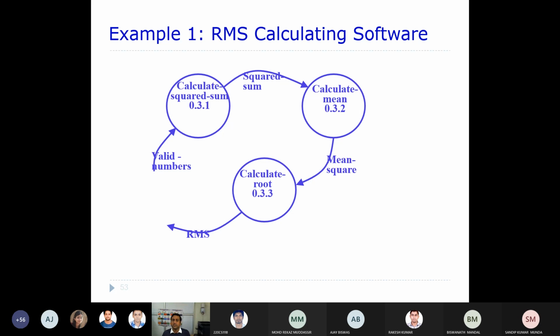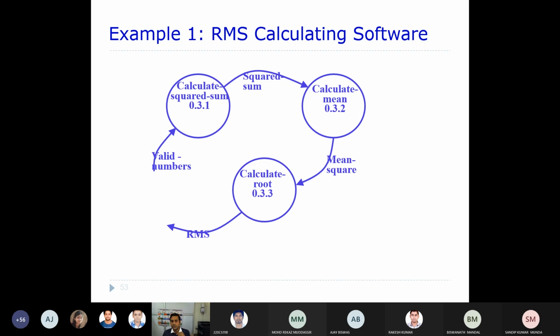Because you want to get something like this: square root of (a square plus b square plus c square) by 3. That is the root mean square, because you first find the mean of the square values and then take the square root of that. So first you calculate the squared sum here, and this squared sum is given to calculate mean. The mean function will divide by 3 or something like that, and whatever mean square comes is given as an input to calculate root. Root is going to calculate finally the root mean square.